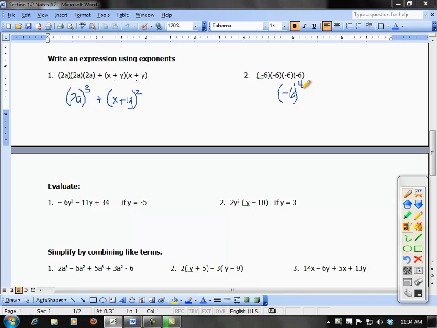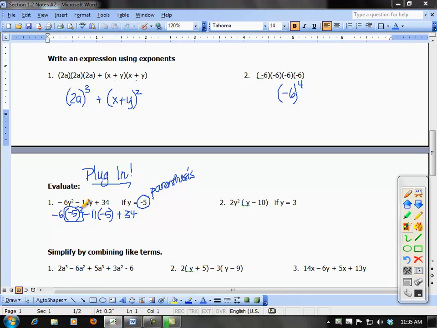Okay? On the back side, if we want to evaluate, evaluate means plug it in. Okay? So every time we see a y, we're going to put a -5 in. Because it's negative, you need parentheses so that your calculator can help you actually plug it in. So -6 gets multiplied by -5 squared, minus 11 times -5 plus 34. Now in this case, the parentheses don't really mean parentheses, they mean multiplication. And so I'm going to look at exponents first.